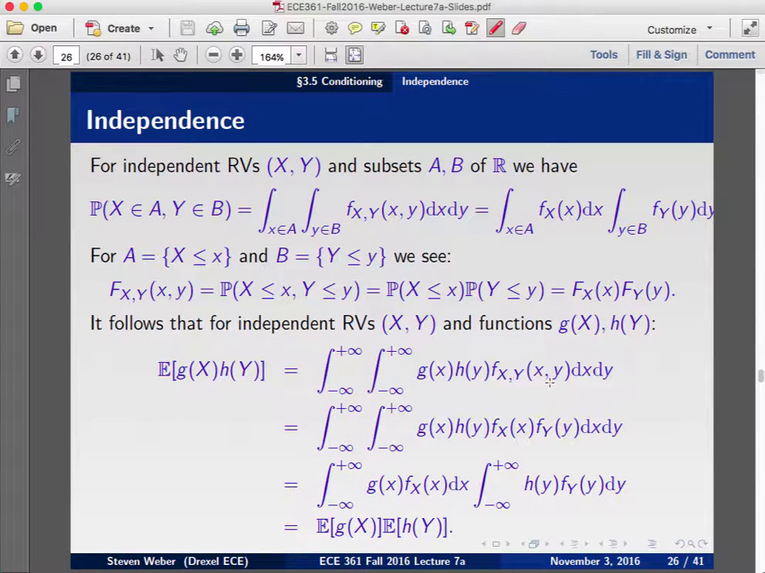independent, we can replace that probability density function with the product of the marginal densities, and therefore I can factor this integral as the product of the integral over x times the integral over y. And this right here is, of course, the expected value of g of x, and this right here is the expected value of h of y, giving E of g of x times E of h of y.